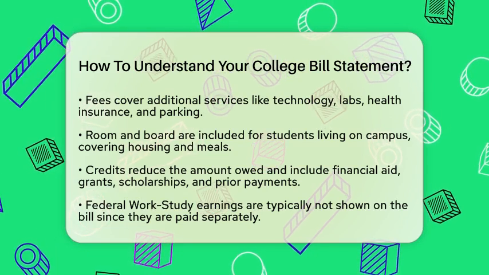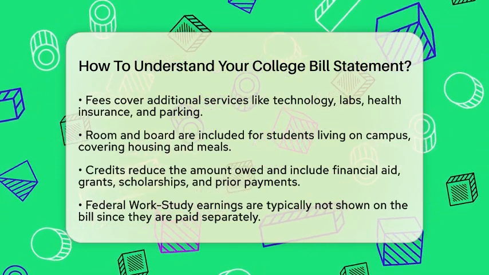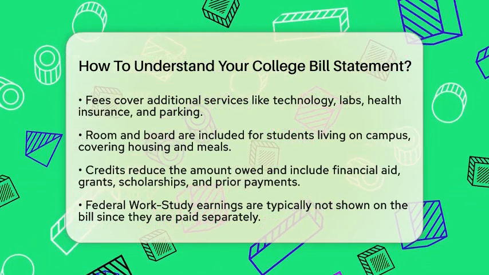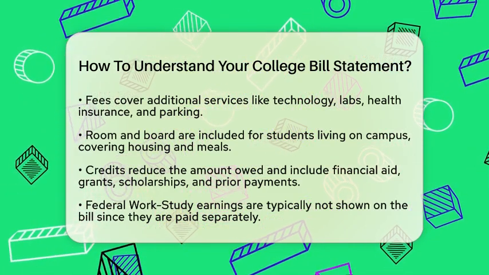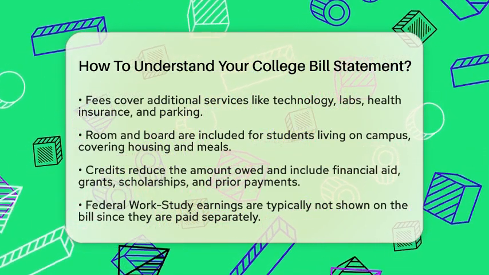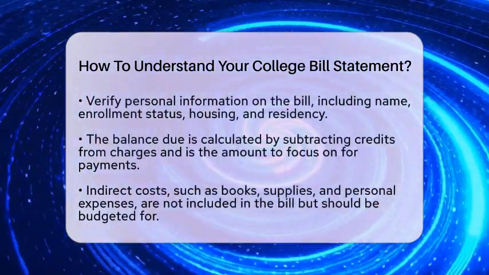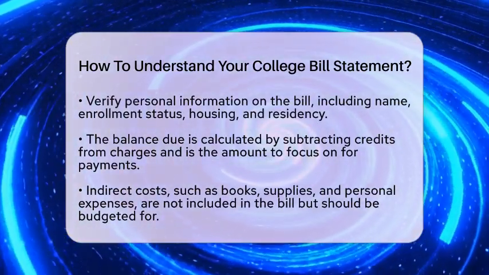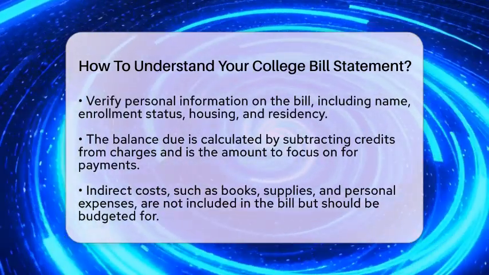Next, you should check your enrollment and status information. Make sure your name is correct and verify your enrollment status, whether you are a full-time or part-time student. Also, check your housing status and residency status to ensure everything is accurate. The balance due is the net amount you owe after subtracting credits from charges. This is the figure you need to focus on when planning your payments.